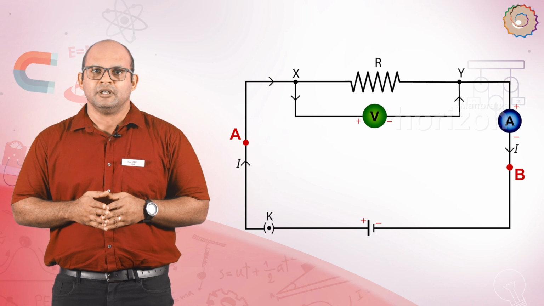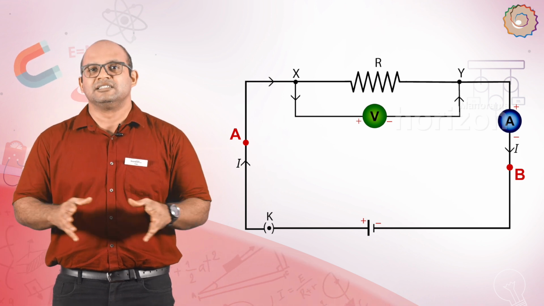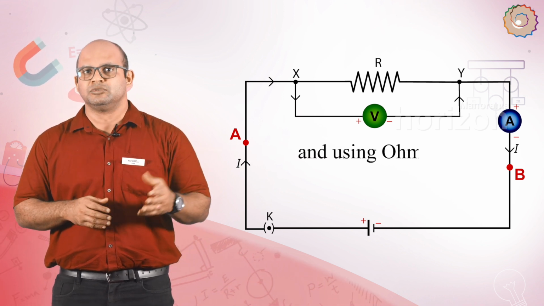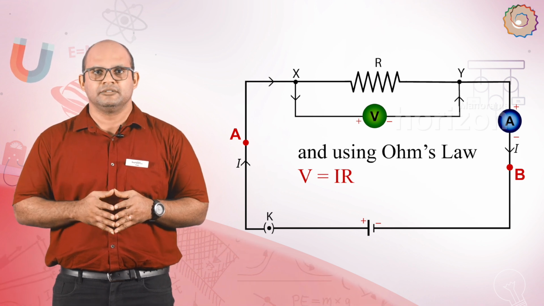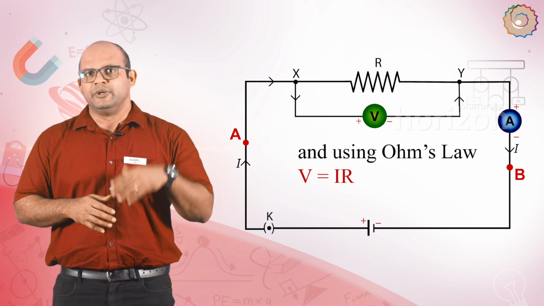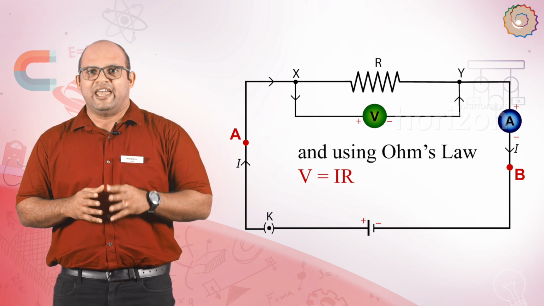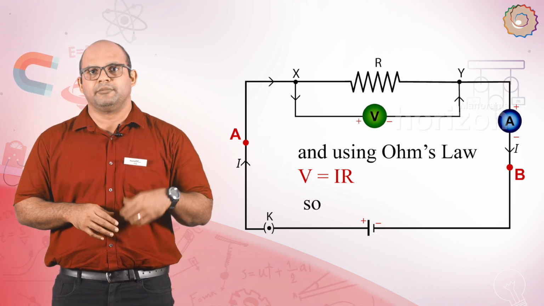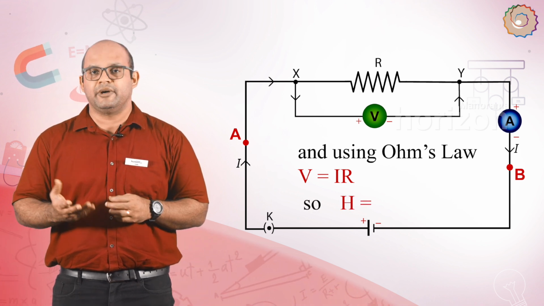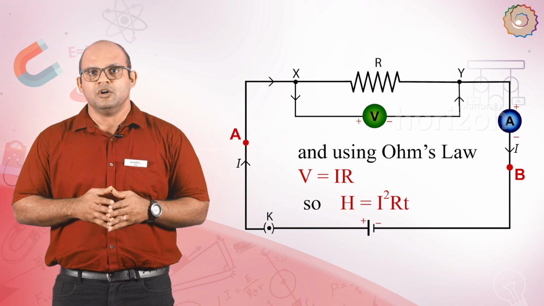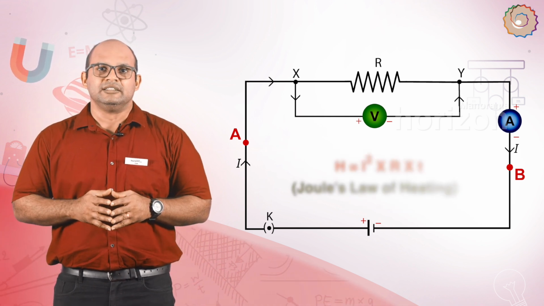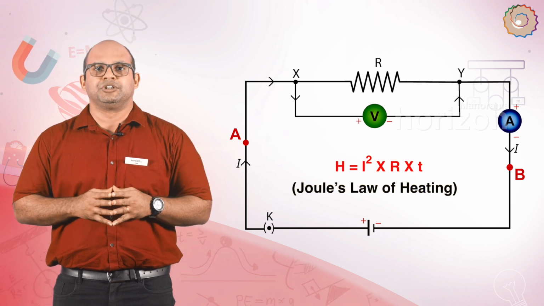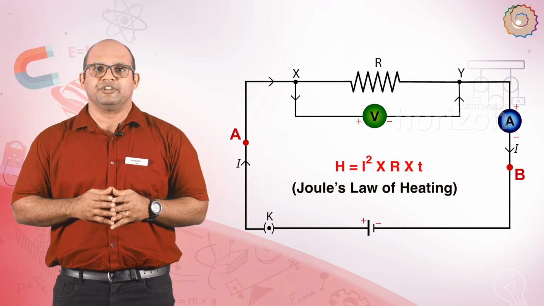t. But in an ohmic circuit, that is any circuit that obeys Ohm's law, we know that V is equal to I multiplied by R. Substituting this value in the above equation, we have H equal to I multiplied by R multiplied again by I multiplied by t, or H is equal to I square R t. This is the mathematical expression of Joule's law of heating.